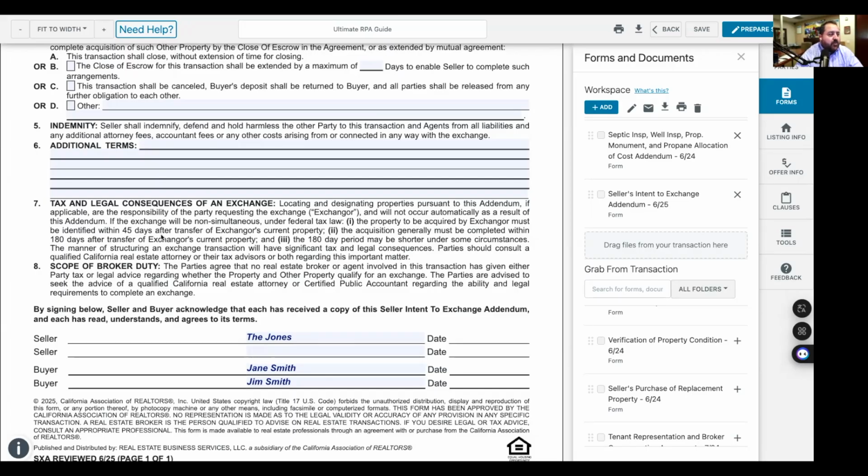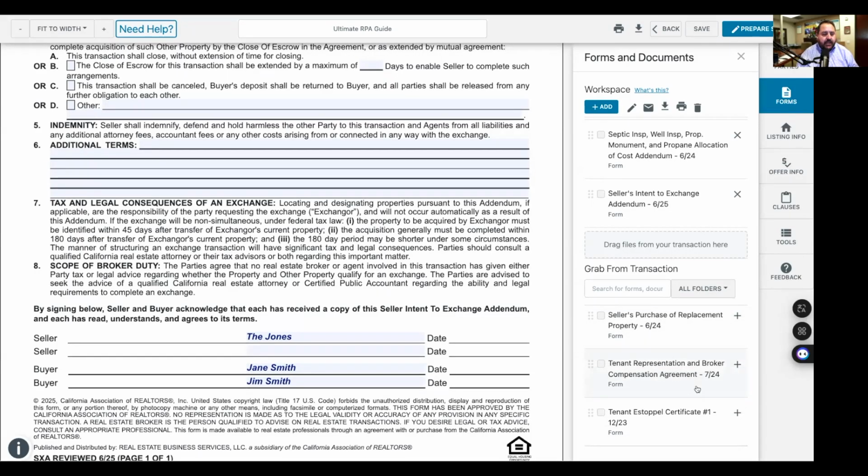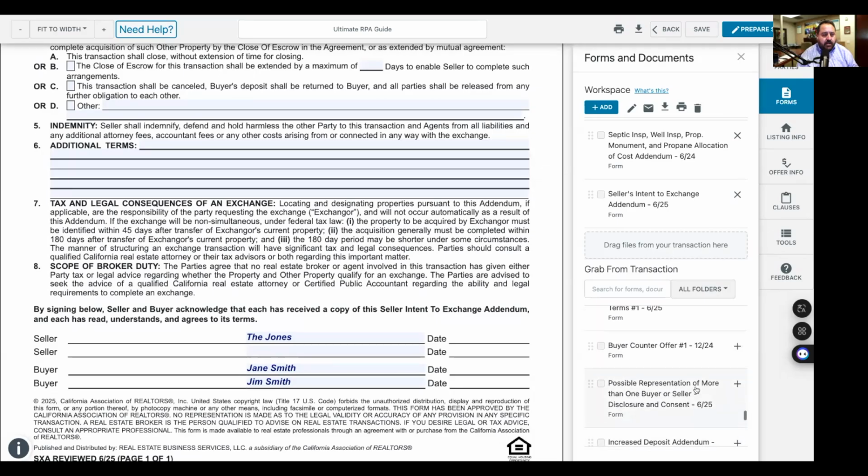The parties agree that no real estate broker agent involved in this transaction has given either party tax or legal advice regarding whether the property and other property qualify for an exchange. The parties are advised to seek advice of a qualified California real estate attorney or certified public accountant regarding the ability and legal requirements to complete the exchange. Everybody signs. So anytime that you have a seller that is doing an exchange, this document needs to be incorporated into your transaction. And vice versa, I thought I had a buyer's intent to exchange in there.